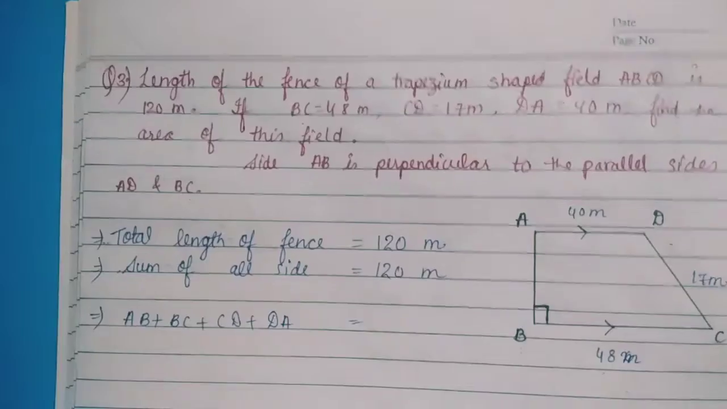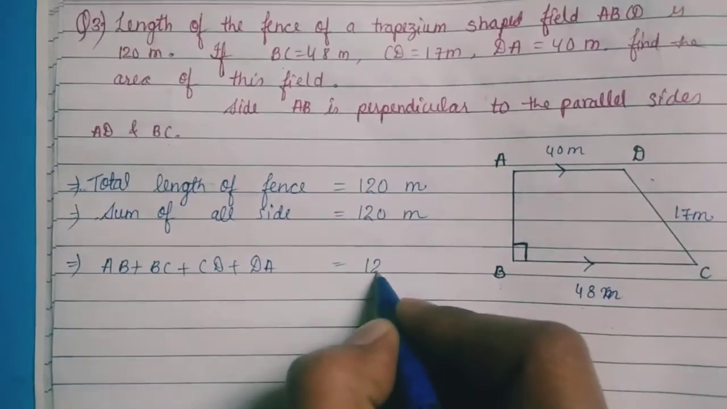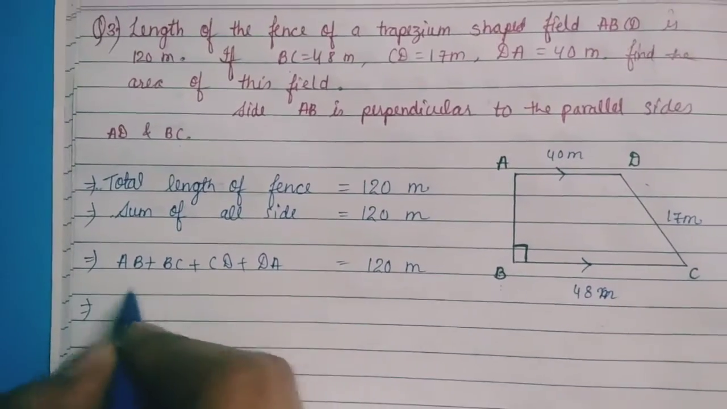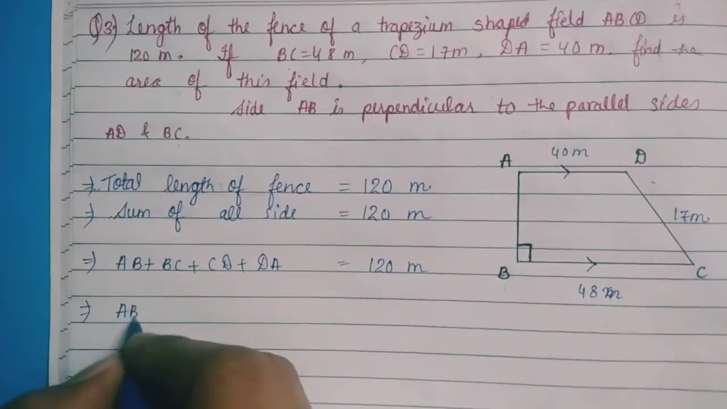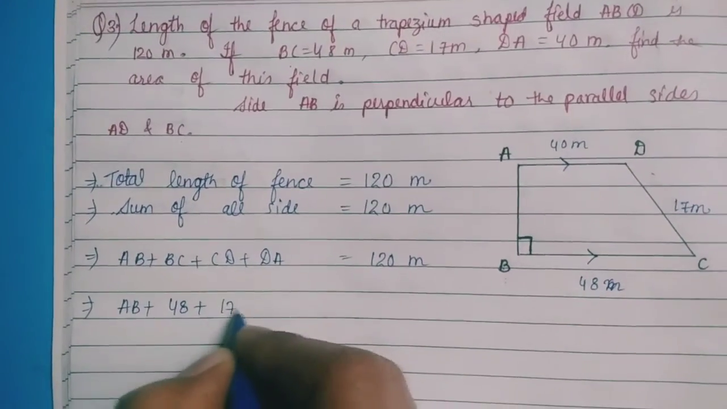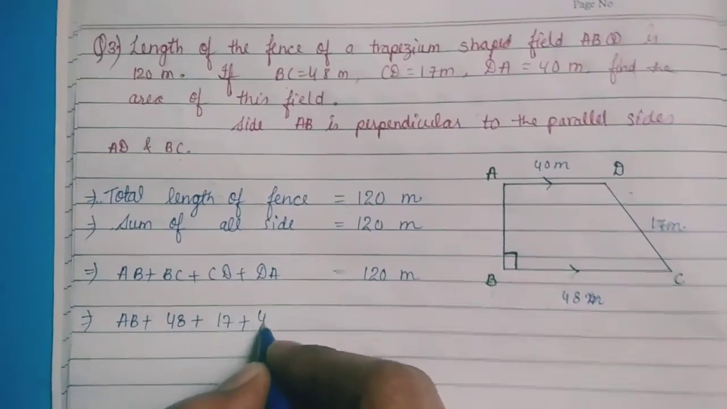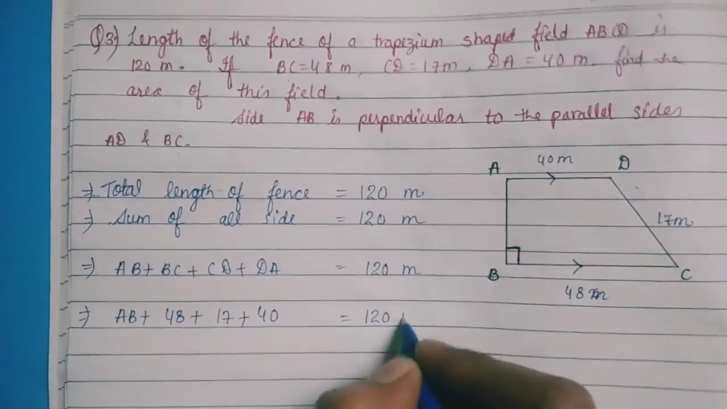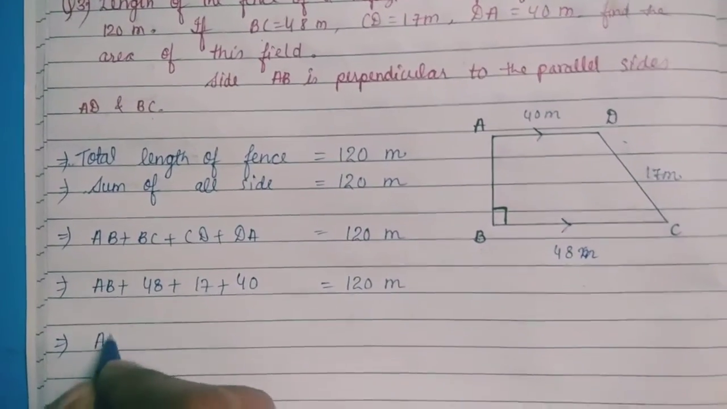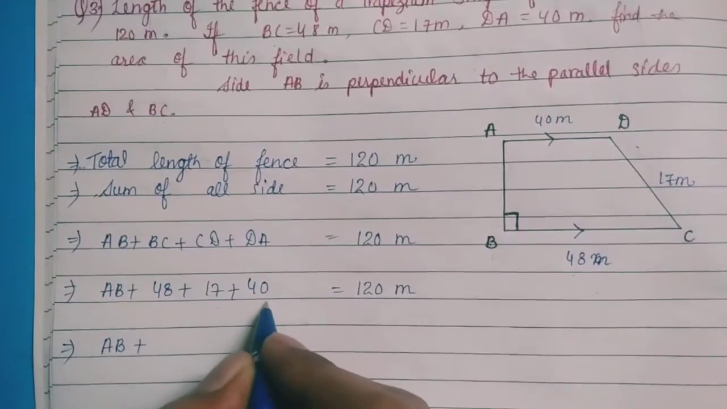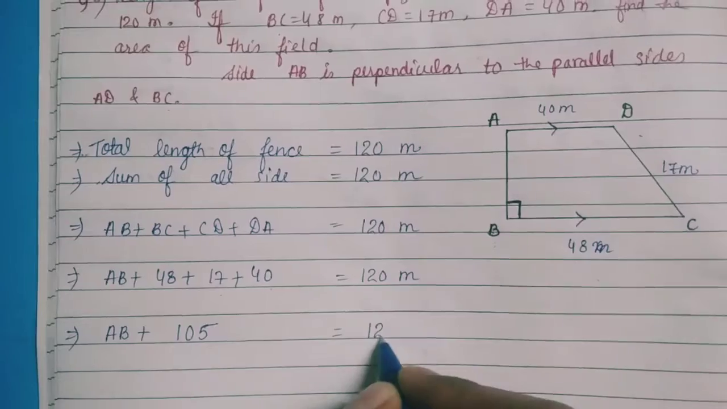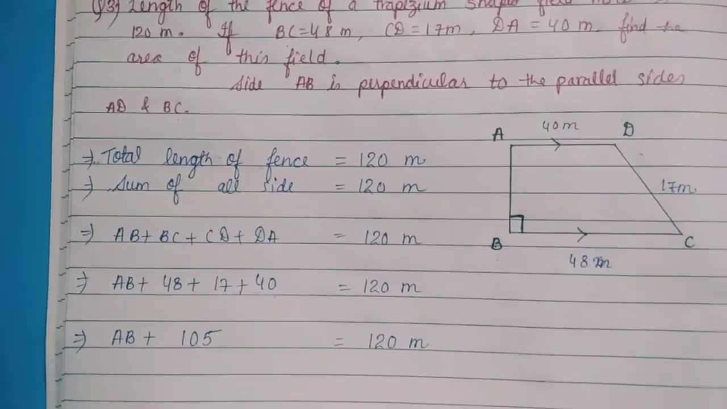When we add all of them, at that time we are getting 120 meter. AB we need to find, so it will remain the same. BC is 48, CD is 17, DA is 40, and the total is 120 meter. When we are adding them, 48, 17 and 40, at that time we are getting 105, and on the opposite side we have 120 meter.